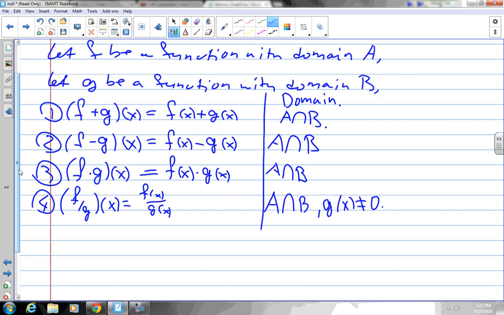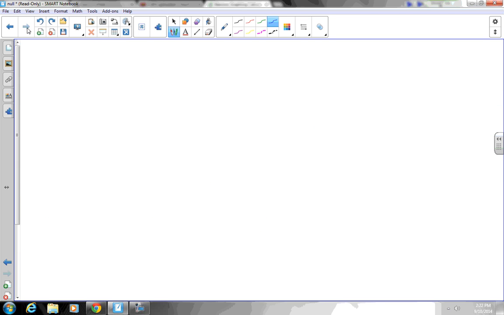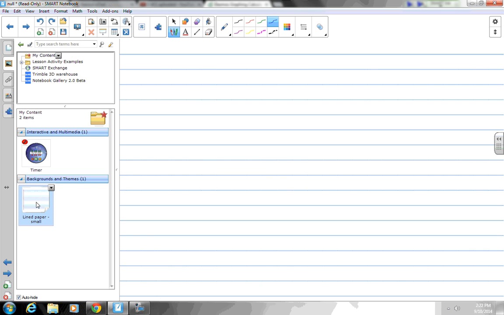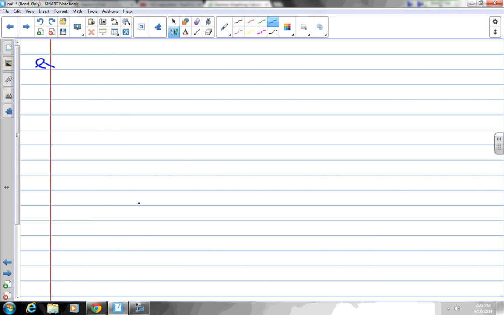So these are just the definitions, and again, the hardest part usually is finding the domain, and that's what you always want to do first. Just find the intersection of both domains, and that will be the answer to almost all questions. Okay? So I want to do an example. Example: f of x is x squared minus 4, and g of x is x squared plus the square root of x minus 1.